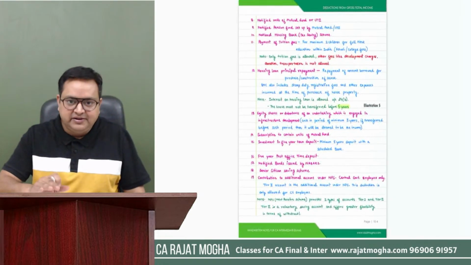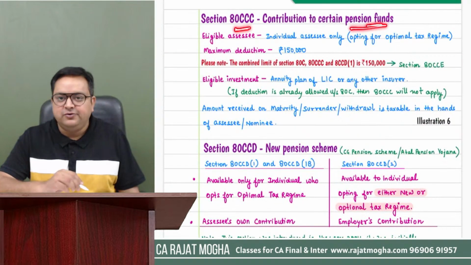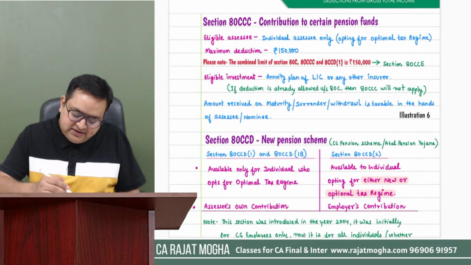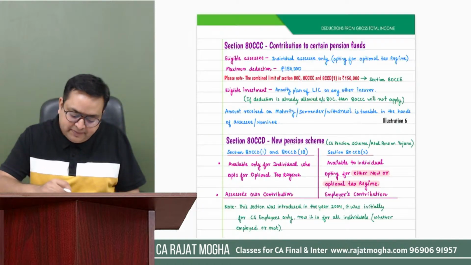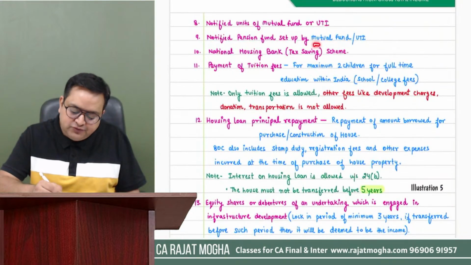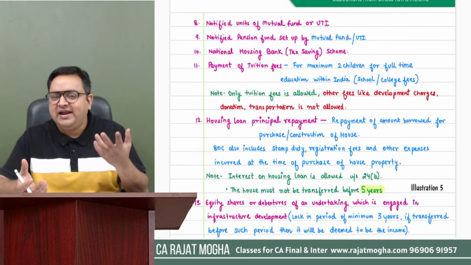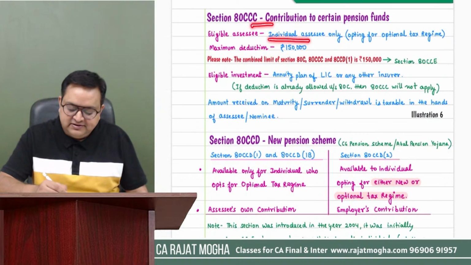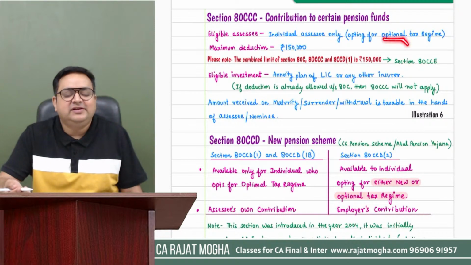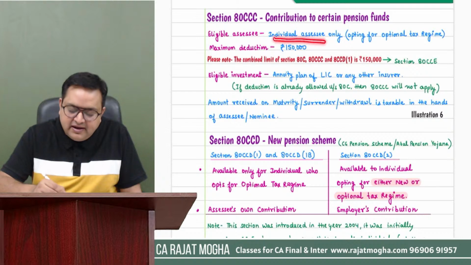Let's cover 80CCC also. See, in 80CCC also pension fund is written, but please remember, these pension funds are by LIC or another insurer. There, the pension fund was related to mutual funds or UTI. In 80CCC, the eligible assessee is only an individual who is opting for the old scheme. Obviously, for the new tax regime, 80CCC will not be available. Can HUF claim deduction under 80CCC? No, it is only for individuals.